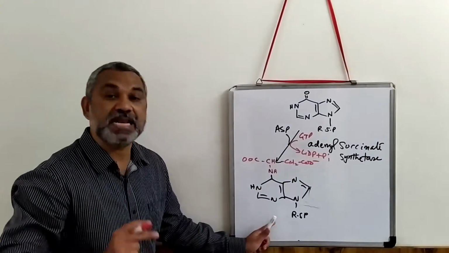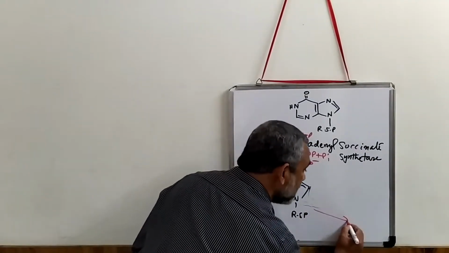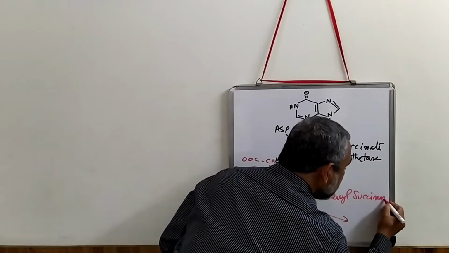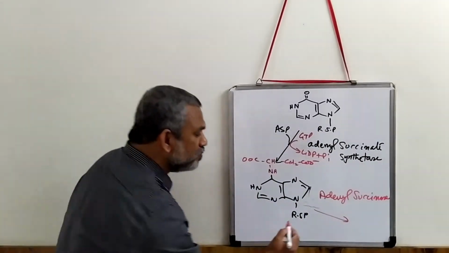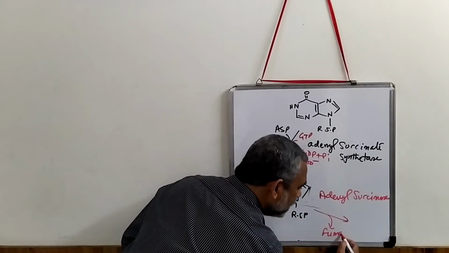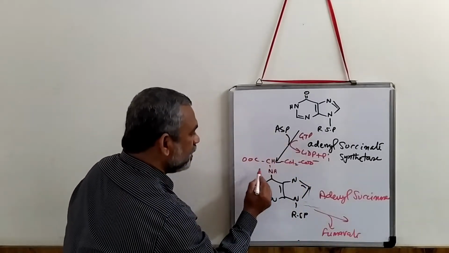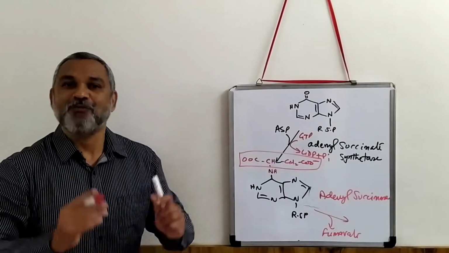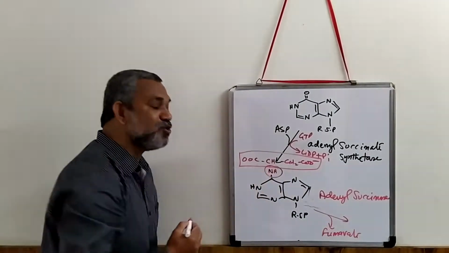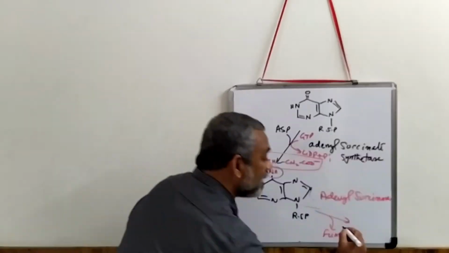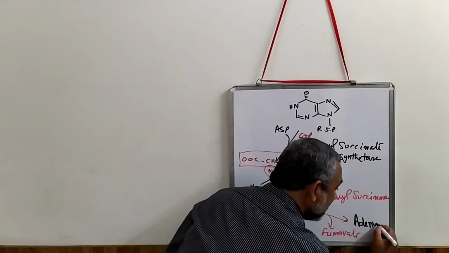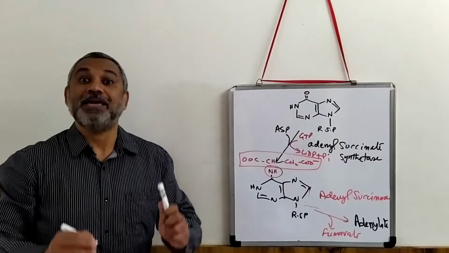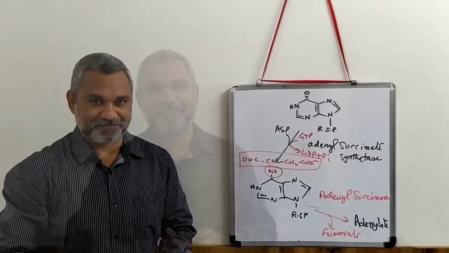Once you have adenylosuccinate, the next step is the adenylosuccinase enzyme. Adenylosuccinase will remove a fumarate. Remember, this is nothing but fumarate being removed. Once the fumarate is removed, this amino group is retained there. We will have adenylate. So this is how AMP molecules are formed.